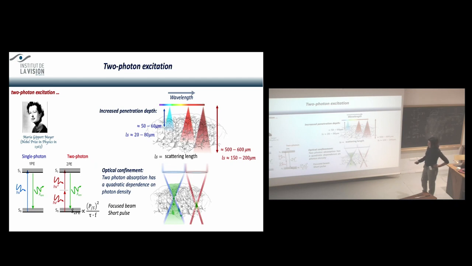Also, because this effect is very unlikely, it's also important to concentrate the photons temporally. So in two-photon microscopy, what you typically use is a femtosecond laser, so that you concentrate the photons not only spatially but also temporally, to increase even more the probability of this two-photon absorption. We will come to this point afterwards.